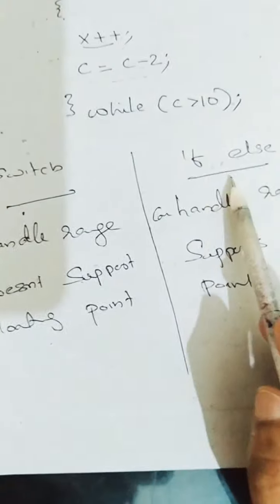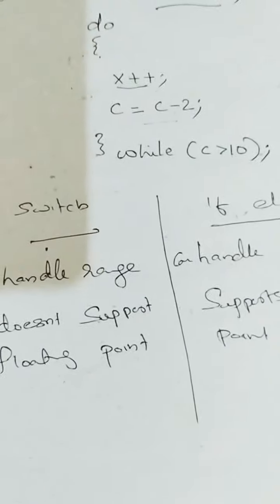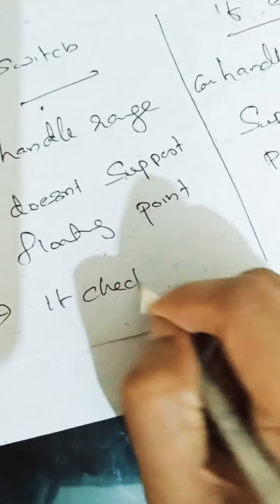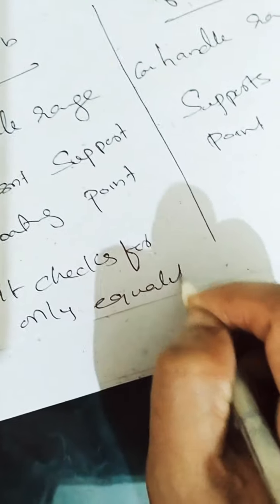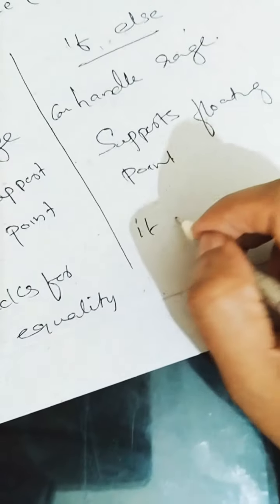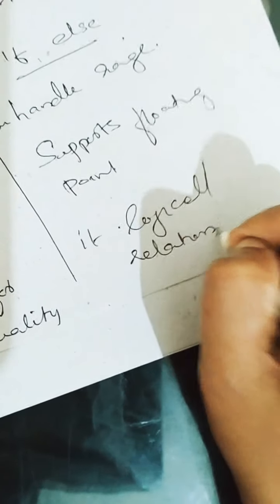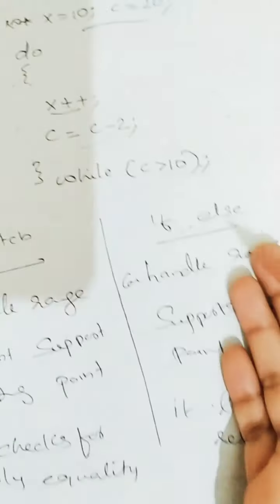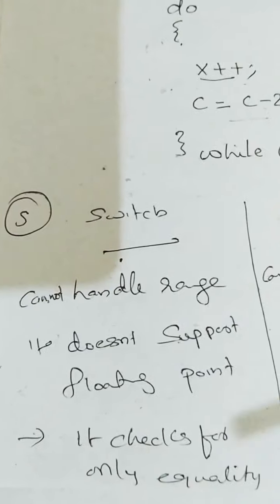If else is used for checking the condition. If the condition is true, the if part will work. If the condition is false, the else part will work. Switch will work only against a single integer. It checks for only equality. If else can be used for logical and relational conditions, whereas switch can only be used for equality. Any 2 points is needed.